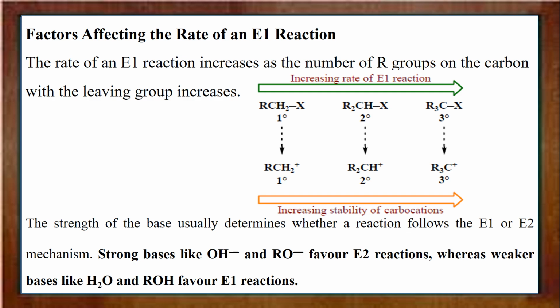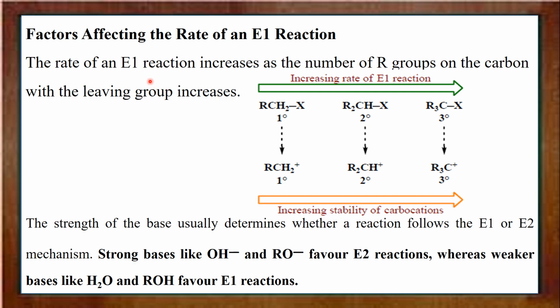Factors influencing the rate of E1 reaction. In E1 elimination reaction, there are two steps involved. It follows a two-step mechanism. The first step is the rate determining step. If you accelerate the first step, then the overall reaction rate will increase. So for improving the rate of the first step, the leaving group should be a better leaving group.